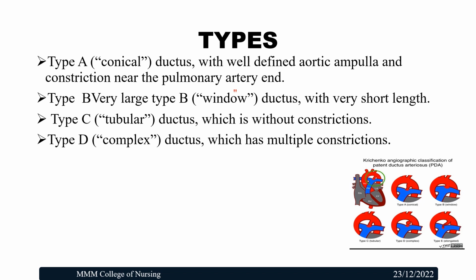Type B is a very large type. It is like a window ductus with very short length. Next, type C is tubular ductus which is without constrictions. Type D is a complex ductus which has multiple constrictions. So there are four types: type A, type B, type C and D, that is conical, window, tubular and complex.